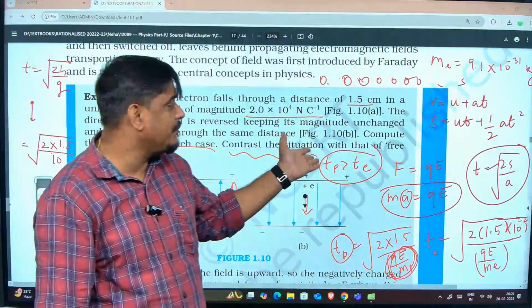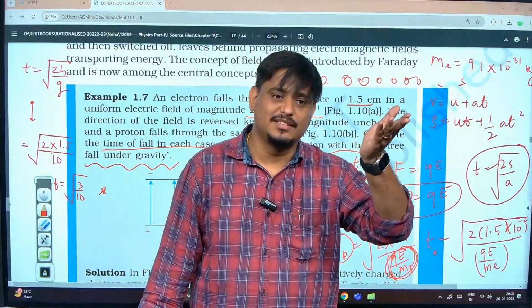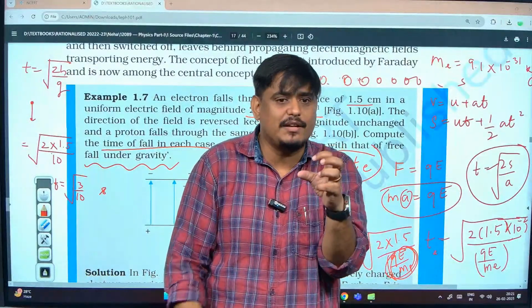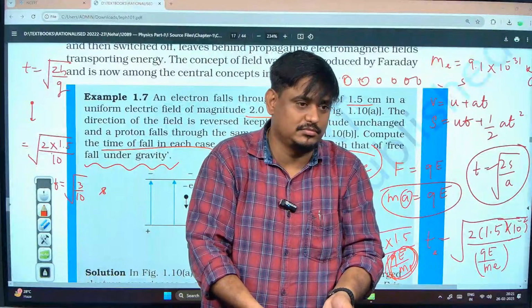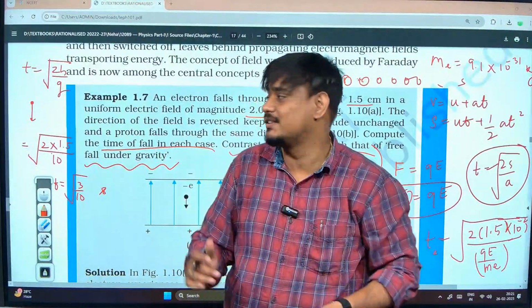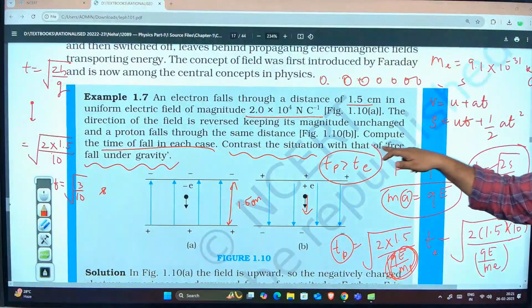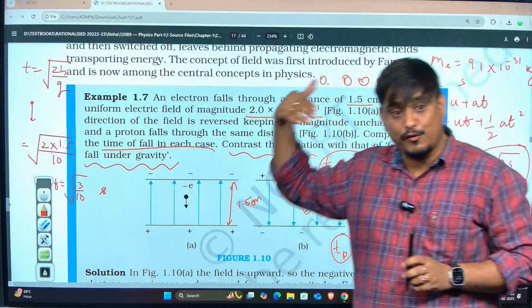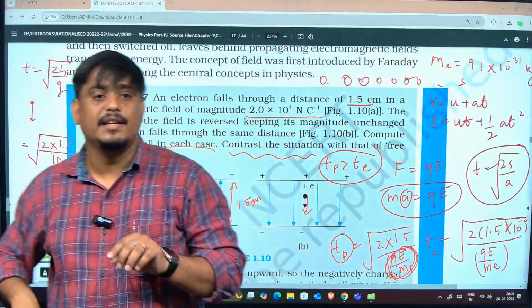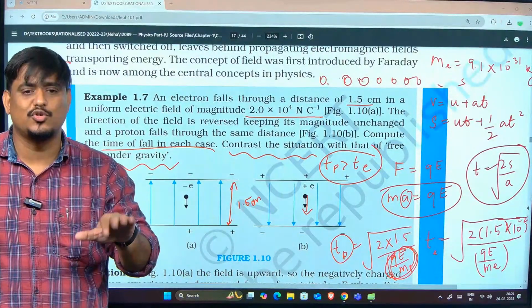But if it is falling because of the electric field, it is taking much less time. It goes immediately. It will not even feel the gravity. Before feeling gravity, it will be down. So why should we consider gravity? That's why they told: contrast the situation with that of free fall under gravity. You should say that the time taken for fall due to electric field is very small compared to the time taken under free fall, so it is neglected.